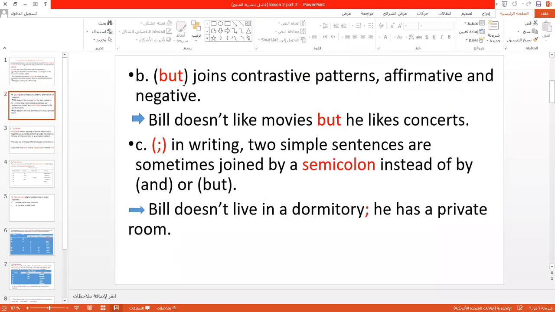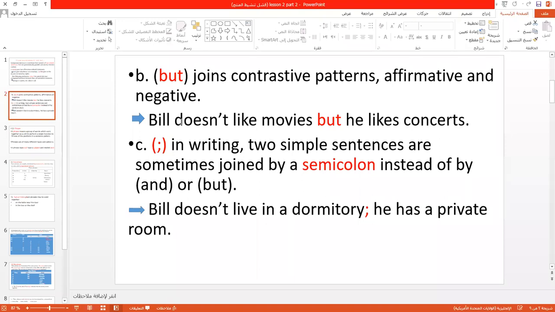Look, here we use but. Another conjunction, but joins what? Contrastive patterns. Contrastive, متعاكسة، ليست متشابهة بالمعنى. Affirmative, also affirmative, and negative. Affirmative, but joins what? Affirmative and negative sentence. Look, Bill doesn't like movies, but he likes concerts. The first simple sentence, Bill doesn't like movies. The second simple sentence, he likes concerts.